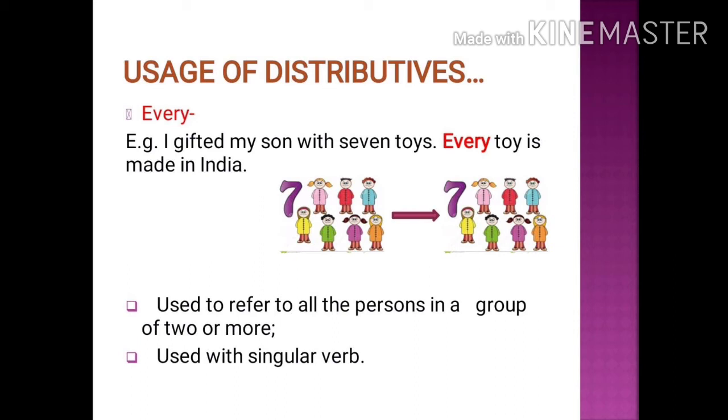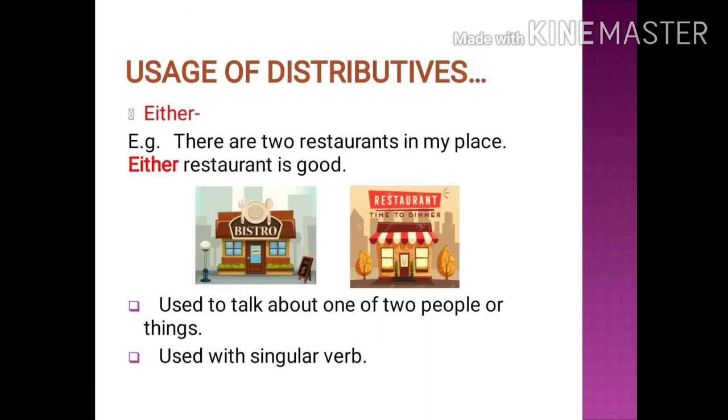So children, even if I am speaking about hundreds of toys, the distributive every should have a singular noun next to it. Every toy. I have not said every toys. It is every toy. And it should also be treated like a singular noun. Every toy is treated as a singular noun. That's why I am using a singular verb is. Children, the next distributive we're going to learn is either.